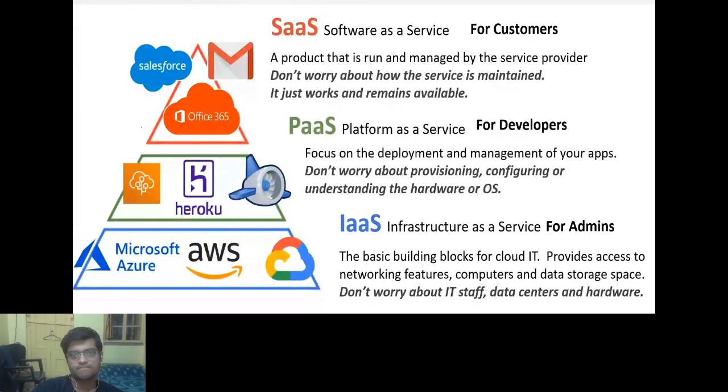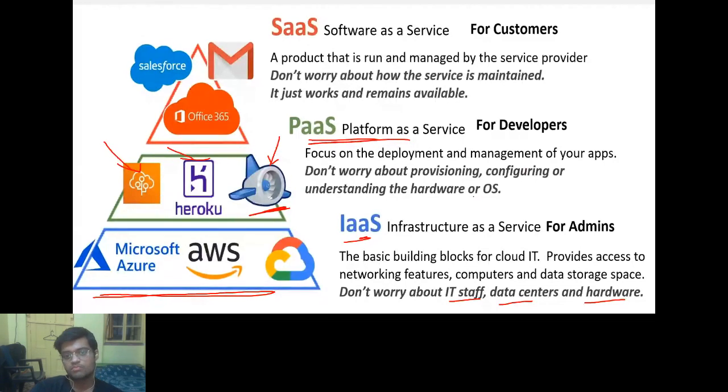As I said, our good old friends, Microsoft Azure, AWS and GCP are IaaS. We don't have to care about the IT stuff, data centers or hardware. And the PaaS is our App Engine. This is the logo for App Engine. If you don't know, Heroku, and I have totally forgotten what this logo is for. So this is our PaaS, which helps us build something.